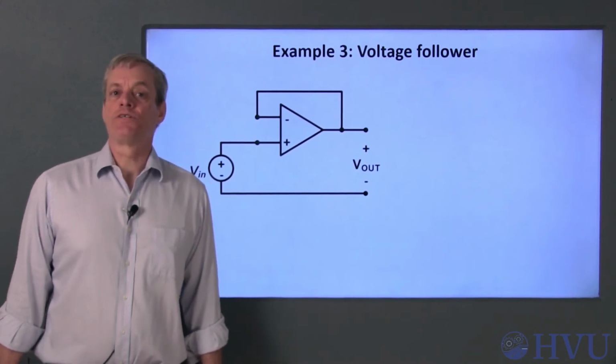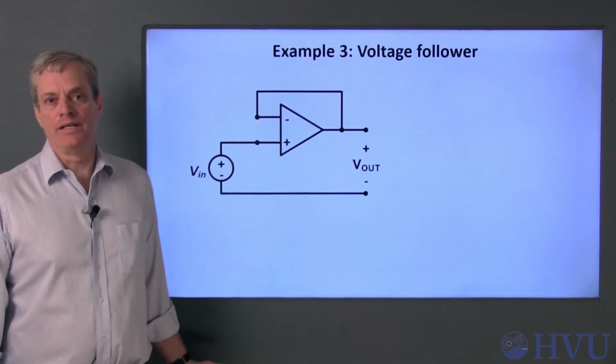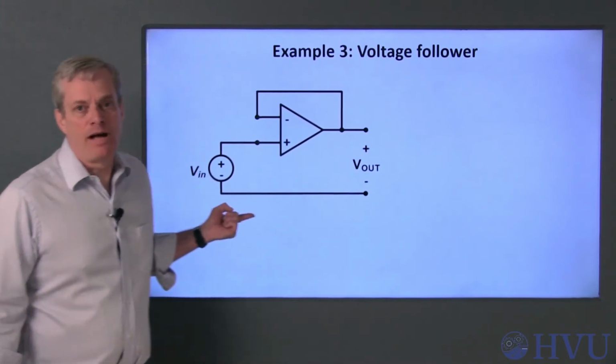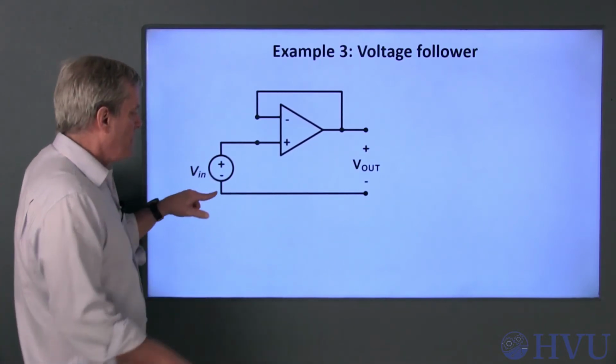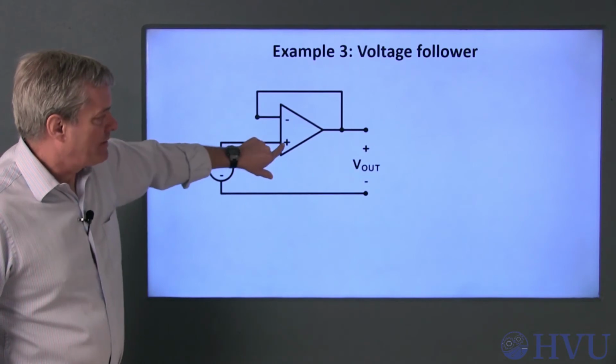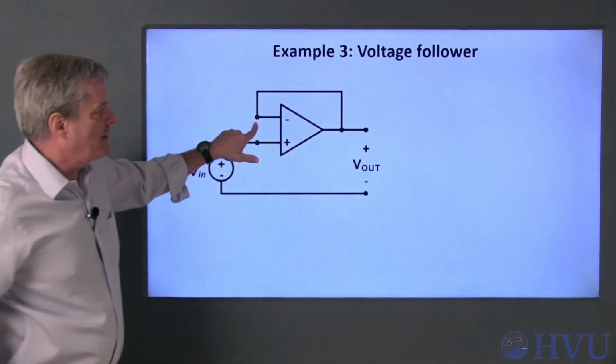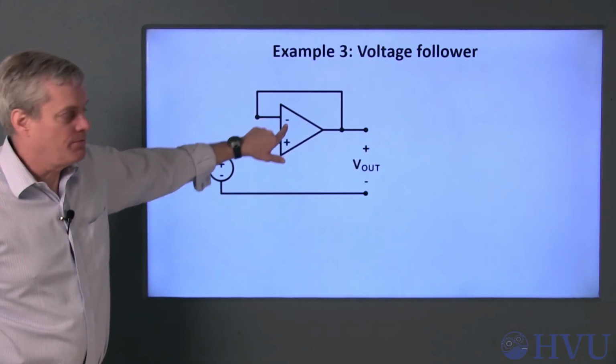Next, let's take a look at a circuit that's commonly used to isolate different parts of a circuit from one another. This is about the simplest possible op-amp circuit. The input voltage is applied at the non-inverting input terminal. The output voltage is fed back directly to the inverting input terminal.